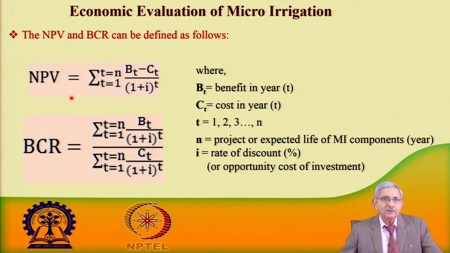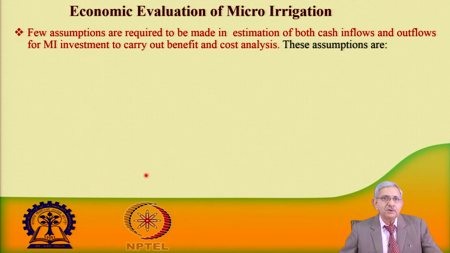Then the benefit cost ratio: the benefit in any time period t, that is in a year, summed over all the years, is divided by 1 plus i to the power t, and this is divided further by the cost associated in a given period. This way the benefit cost ratio is obtained.